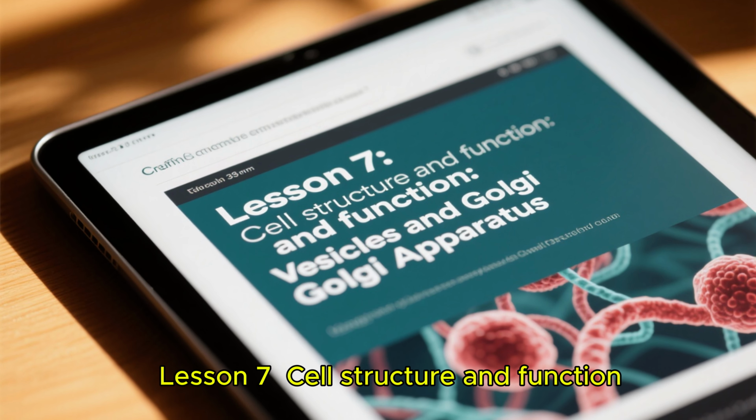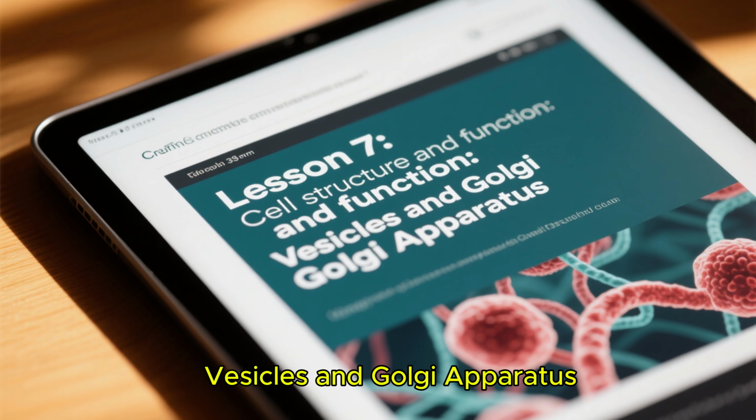Lesson 7, Cell Structure and Function, Vesicles and Golgi Apparatus. Introduction.